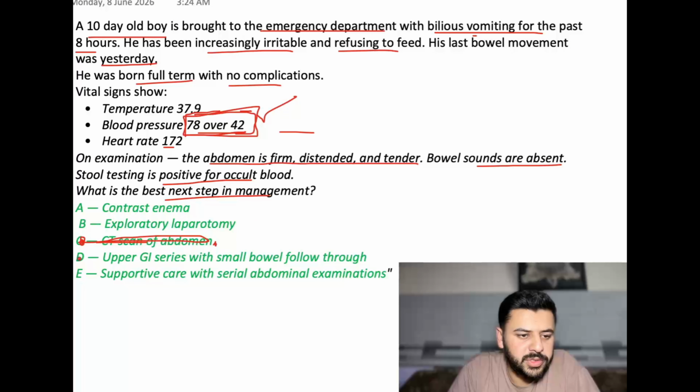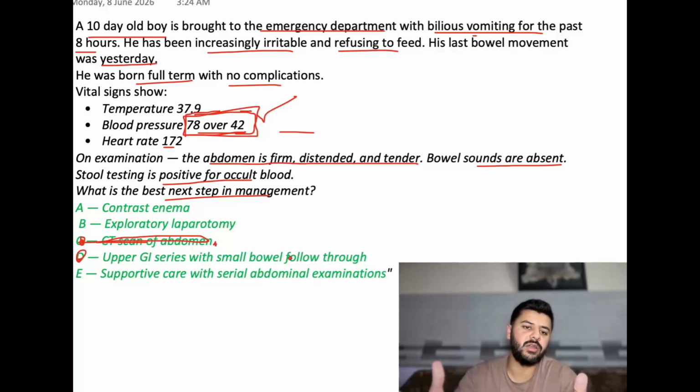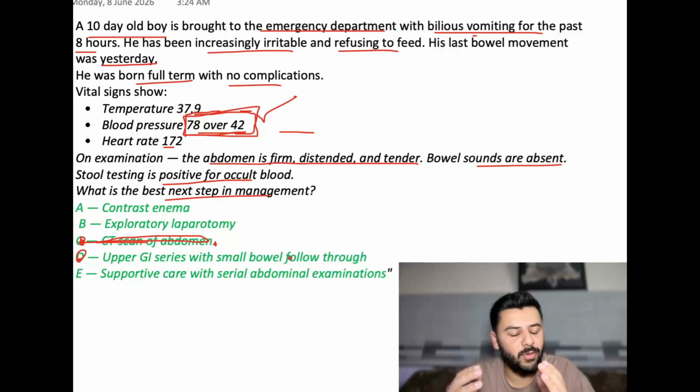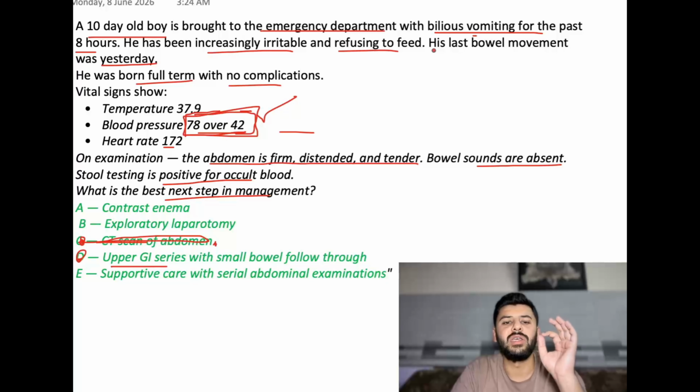Look at option D, upper GI series with small bowel follow through. Okay, now this one is a little sneaky. Upper GI series is the gold standard for this diagnosis. I'll be revealing this diagnosis at the end. I don't want to spoil this question, but if you're clever enough, you already know what the diagnosis is. But don't worry, I'll be revealing it at the end. Whatever the diagnosis is, upper GI series is the gold standard to diagnose this condition.